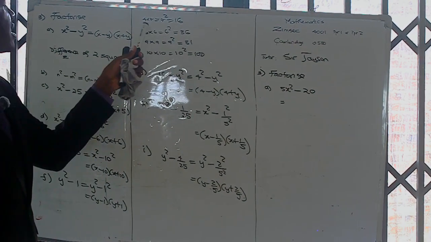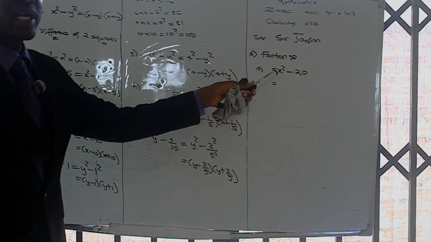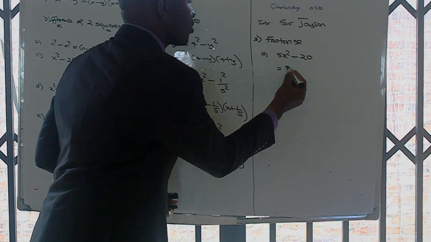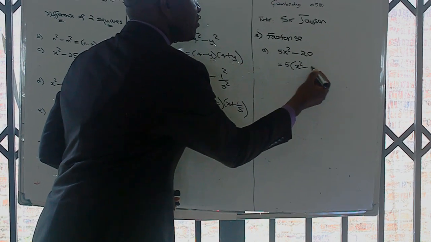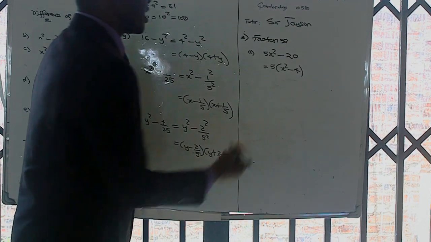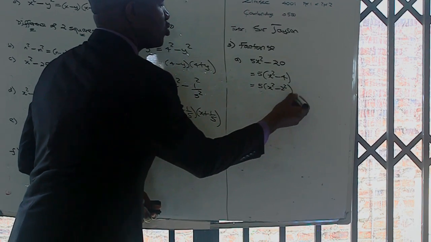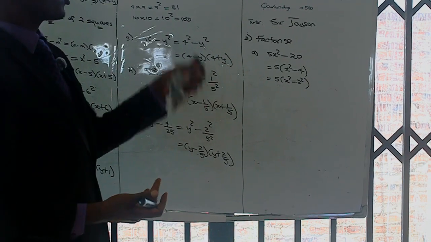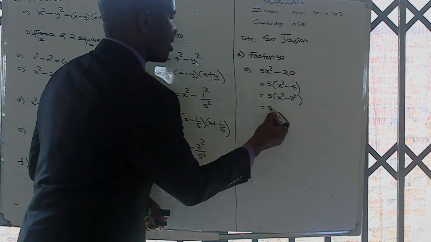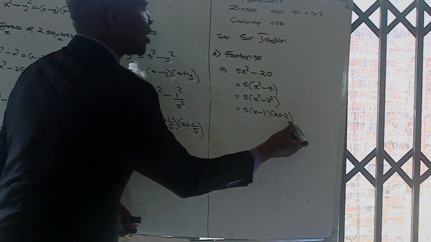4 by 4 is 16. 5 by 5 is already 25. But we can factor out 5. We have x squared minus 4. After we get that, we now say 5, then x squared minus 2 squared, because 2 by 2 is 4. Then we have 5 bracket x minus 2, x plus 2.